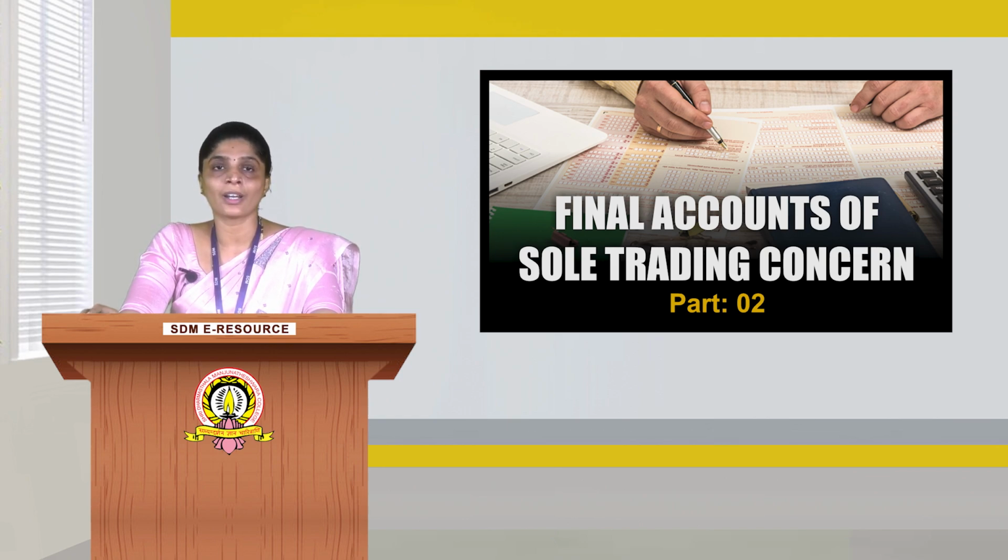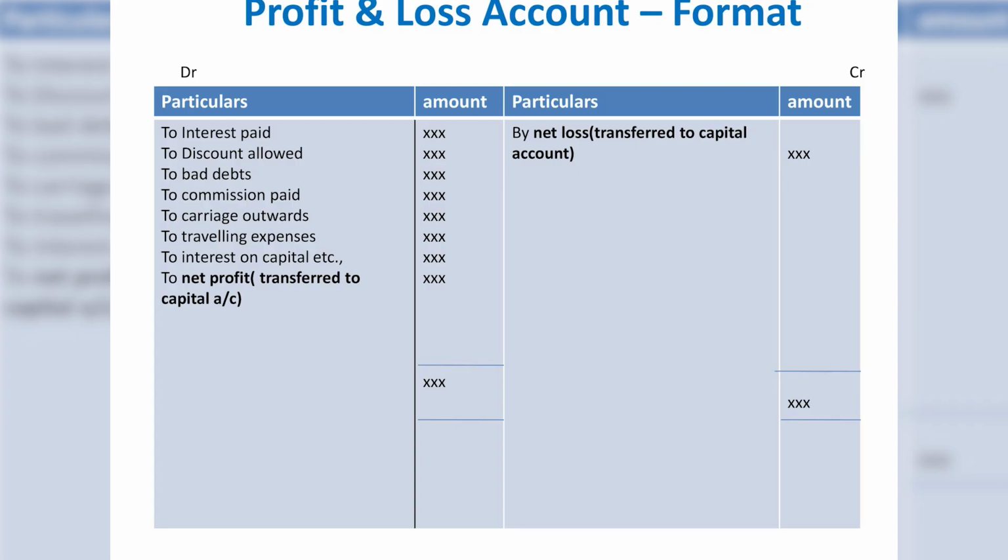In the previous video I explained the trading account with one example where there was a gross profit of rupees 1,65,000. The same amount is transferred to this account. When the profit is brought down, it comes automatically on the credit side, as by gross profit transferred. This amount is transferred from which account? It is from the trading account.